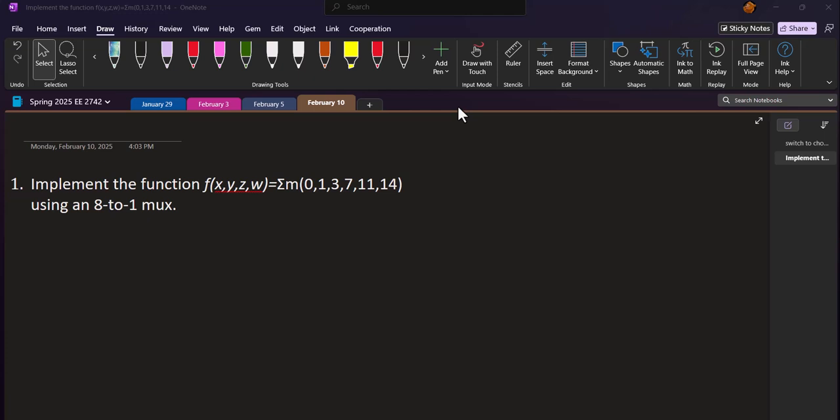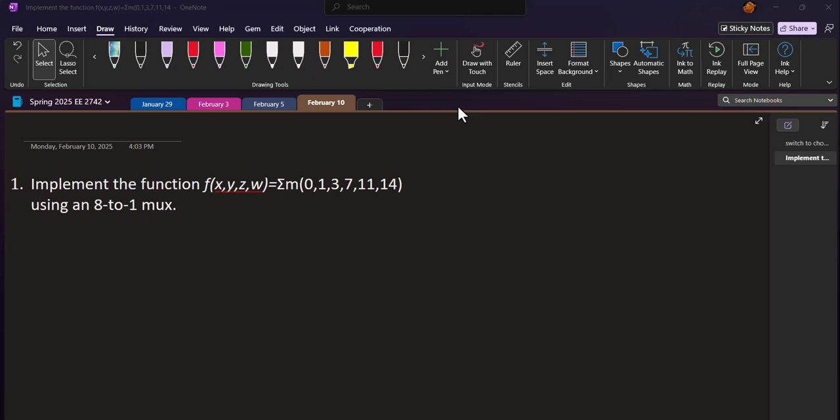a multiplexer to implement this function. There are different ways to implement this function, and some are easier than others, and it's not necessarily true that a multiplexer is the easiest way, but you're going to just learn how you can do it, and then in the future you can decide if it would be useful for your particular function.